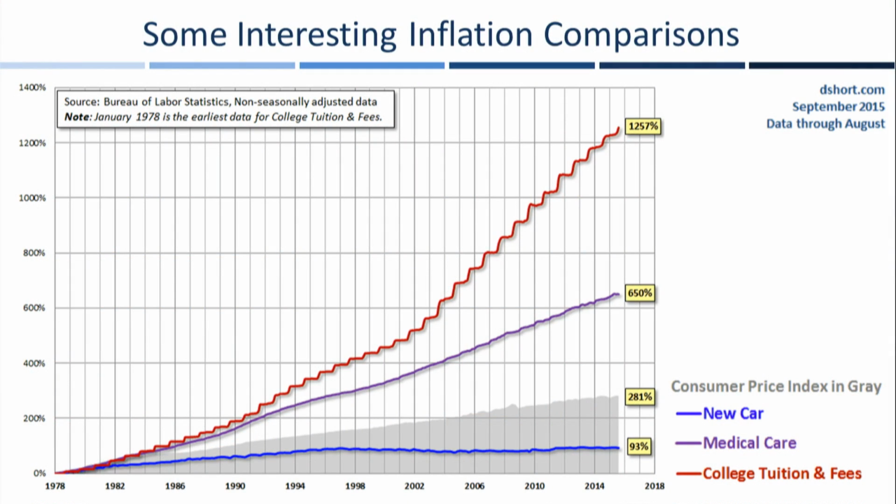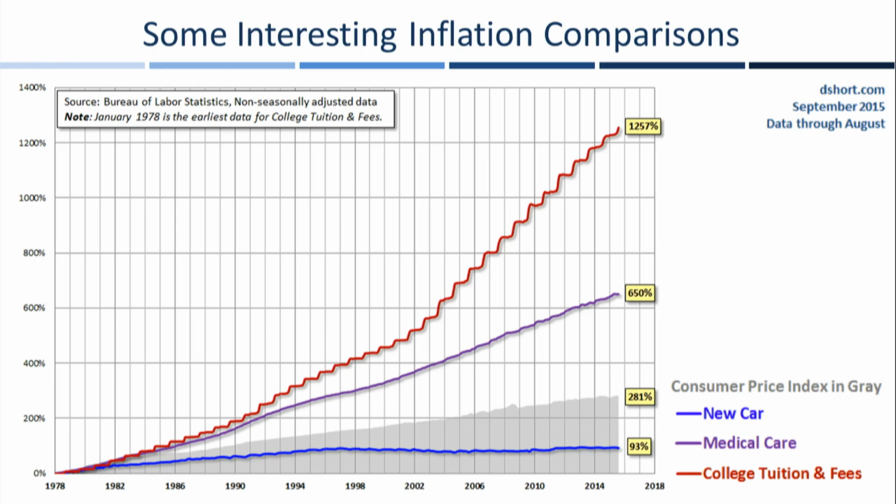Starts in 1978, for better or worse. The cost of the car has gone up by 93% between 1978 and 2018. This is scary. The cost of medical care has gone up 650%. You hear about that all the time, right? Especially here in the US.